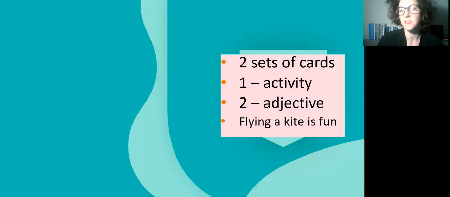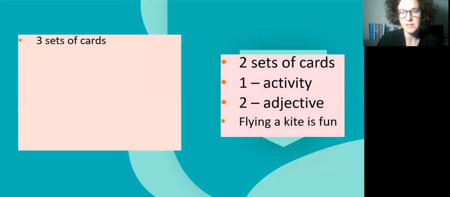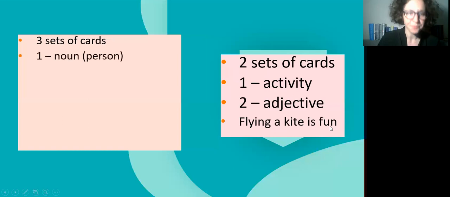Another activity, you can have two sets of cards. One set of cards with activity, another with adjective, and students have to build a sentence. For example, flying a kite is fun, and activity would be flying a kite, adjective would be fun, and they have to build it all together.